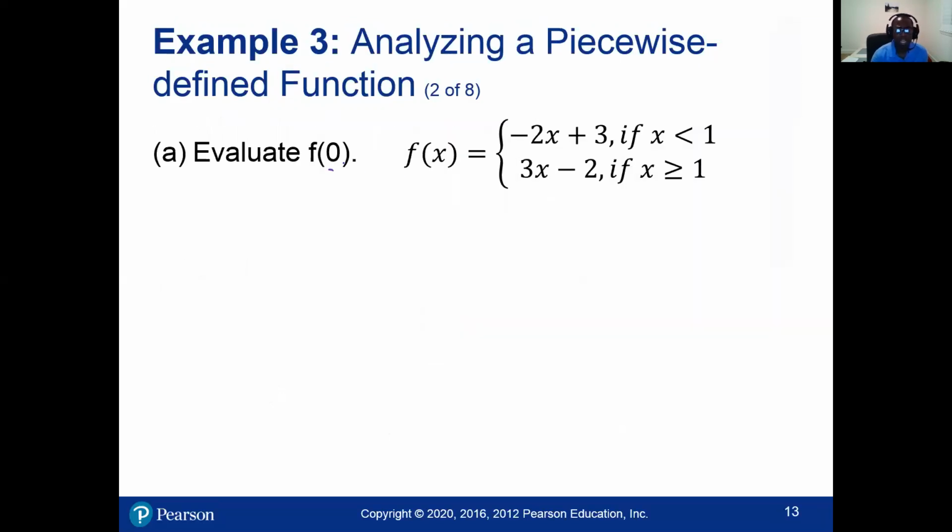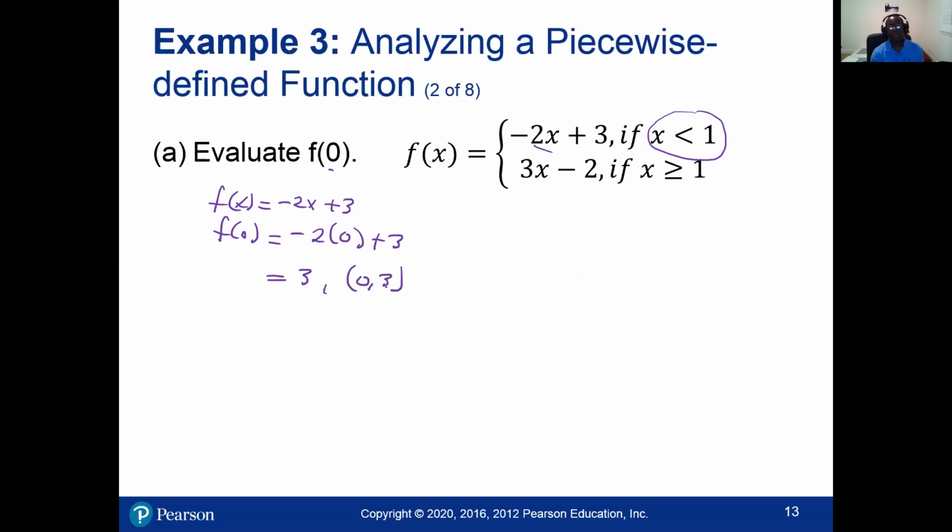What is f of 0? Which of these functions, the top or the bottom? F of 0 is part of this domain, because 0 is less than 1, so 0 is in that domain. Therefore, we use the top part. For this, we use f of x equal to negative 2x plus 3. So f of 0 is equal to minus 2 times 0 plus 3, which is equal to 3. So the coordinates will be 0, 3. Now, what is f of 1 and f of 2? We'll do it in the next slide.